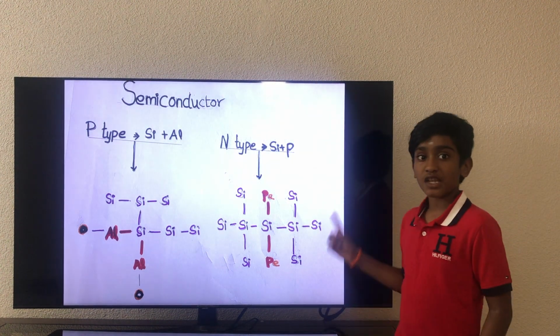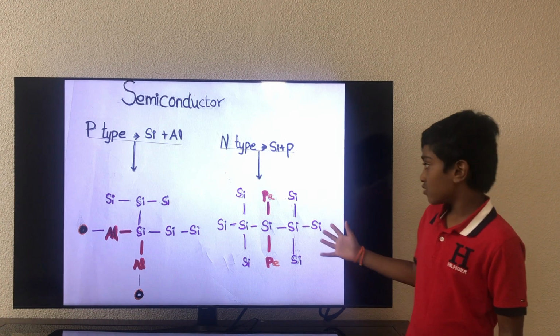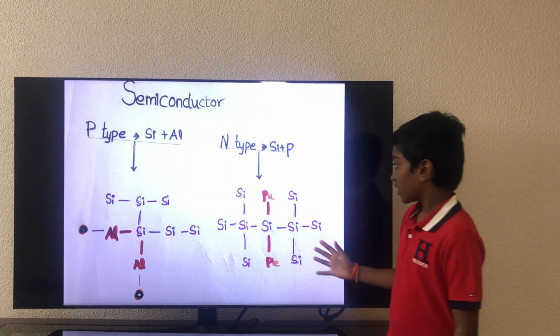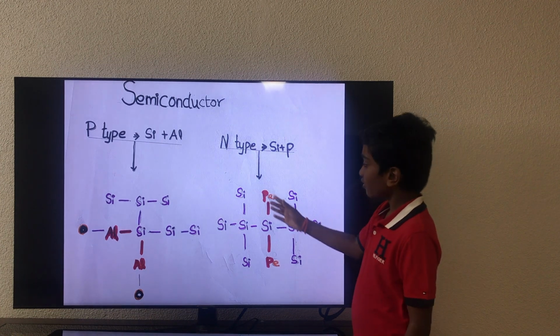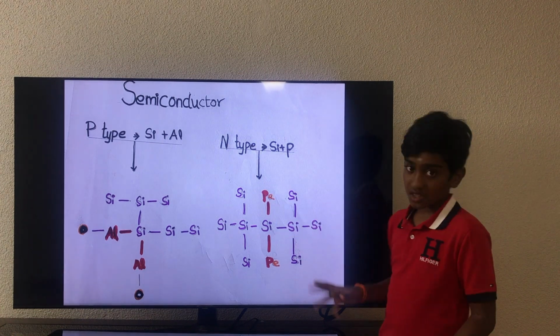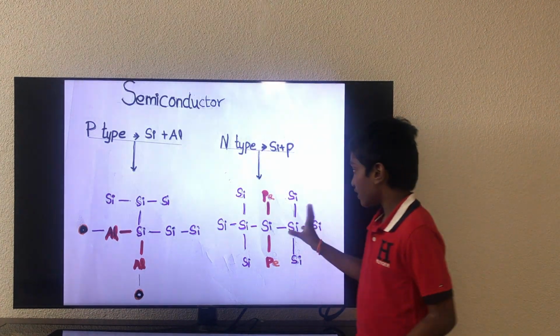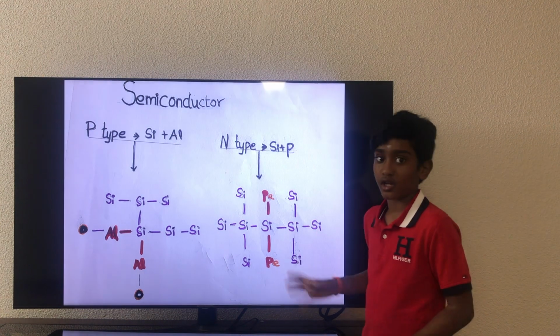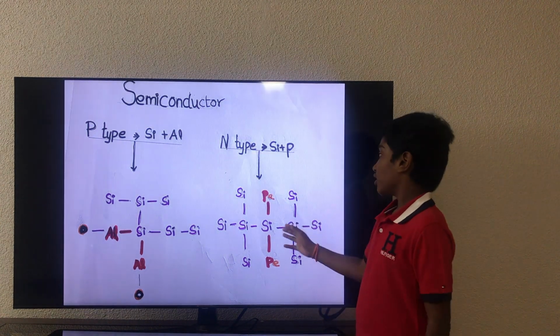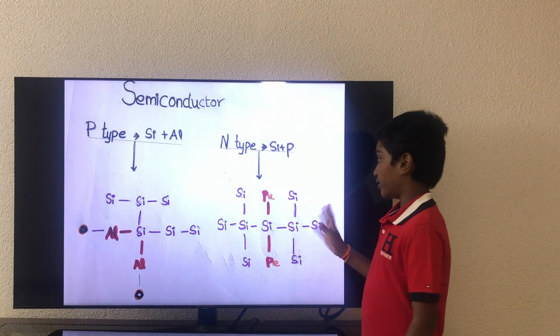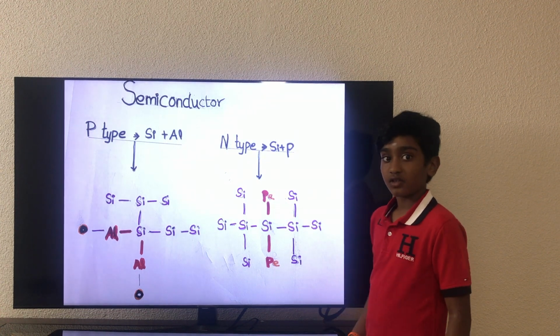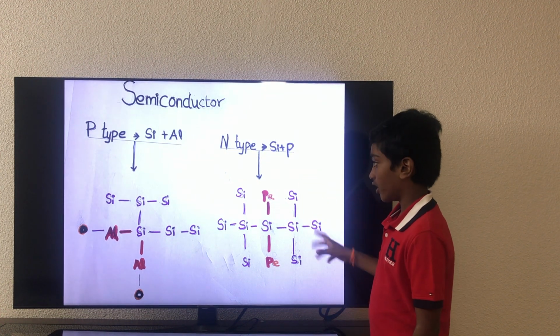So what happens when you dope silicon with phosphorus? You form the N-type. Phosphorus will take the place of a silicon atom and will give off an excess electron, because silicon just needs 4, but phosphorus has 5. So there will be an excess electron.